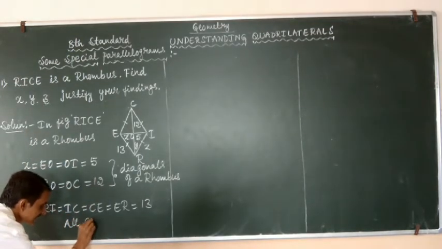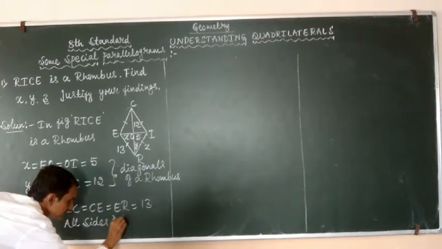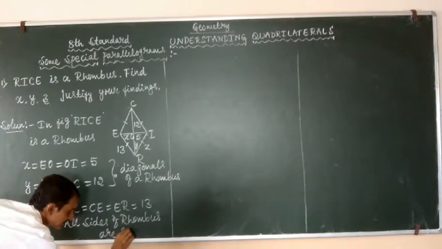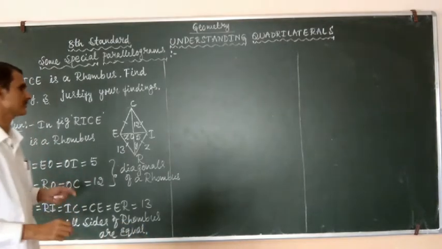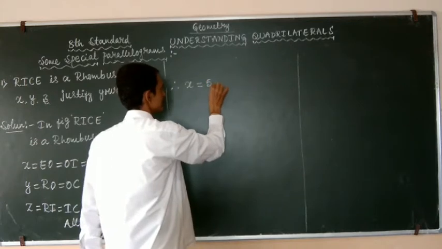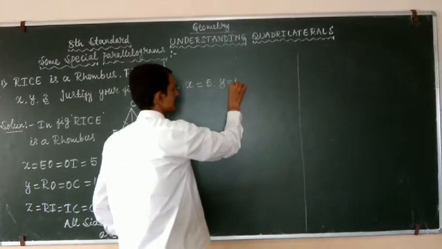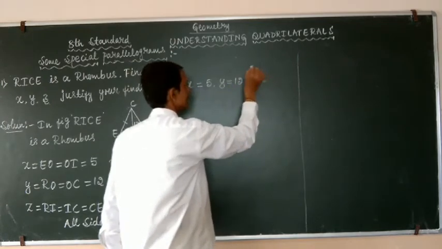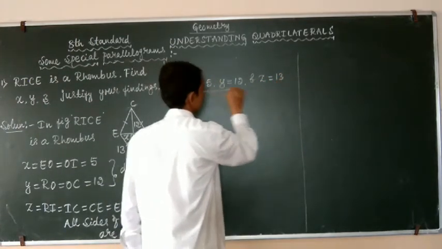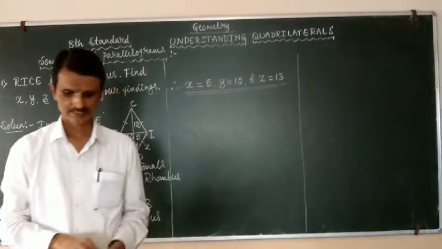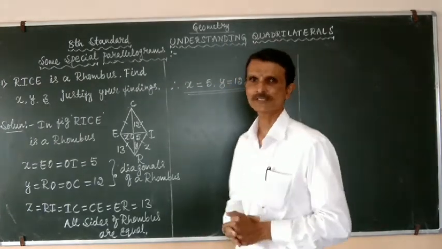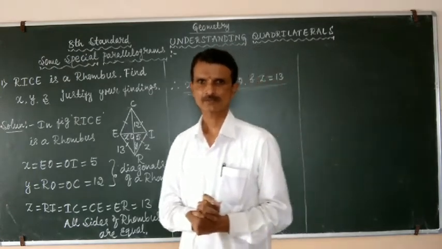All sides of a rhombus are equal. Therefore, students will write the values of x, y, and z. So x is 5 units, y is 12 units, and z is 13 units. This is how we calculated the values of x, y, z by using the properties of the rhombus.